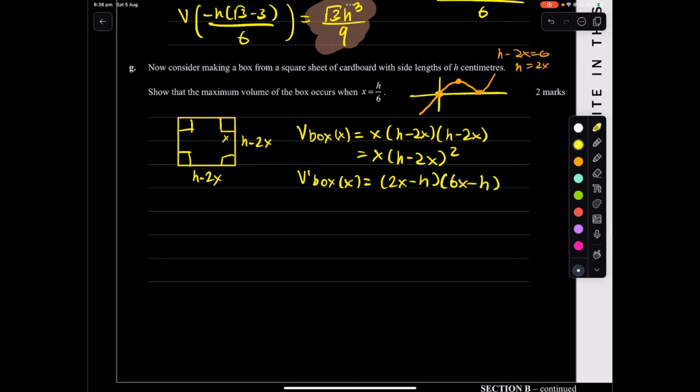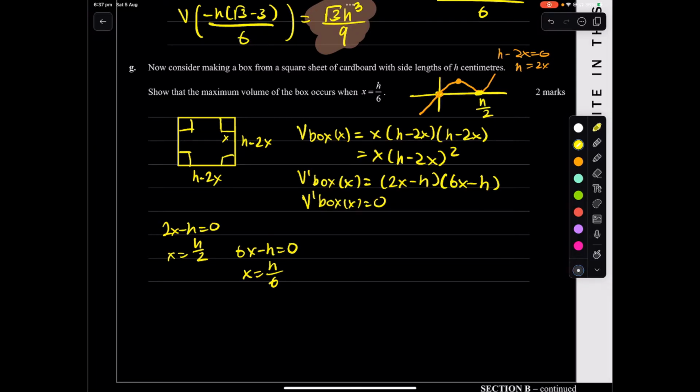We let that equal 0, so V dash of x must equal 0, meaning that 2x minus h equals 0, so x equals h over 2, and we also have 6x minus h equals 0, where x is equal to h over 6. But remember, if we look at this graph, this point over here is h over 2, and that's where the minimum actually occurs. So your maximum only occurs at h over 6.